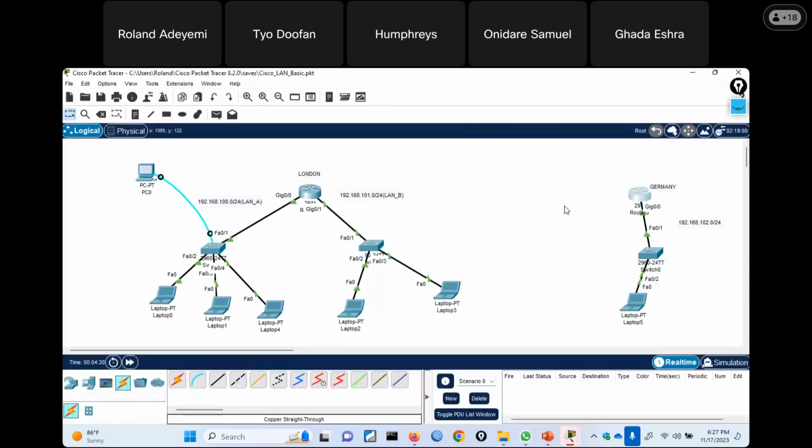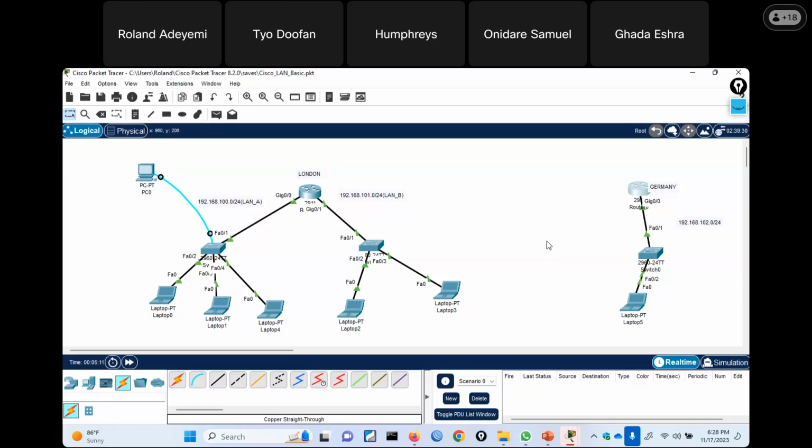So, okay, good. Now, what if we want people in London, in LAN A, in LAN B, to be able to talk to the LAN in Germany? And we want the LAN in Germany to be able to talk to the LANs in London. First and foremost, we know that we need to link the two routers together because they are separate now. The router is doing its job in Germany separately. The router is doing its job in London separately. All the things we've been learning all this while about router configuration, VLAN, DHCP, these are just for separate LANs. But now we want to link the two LANs together.